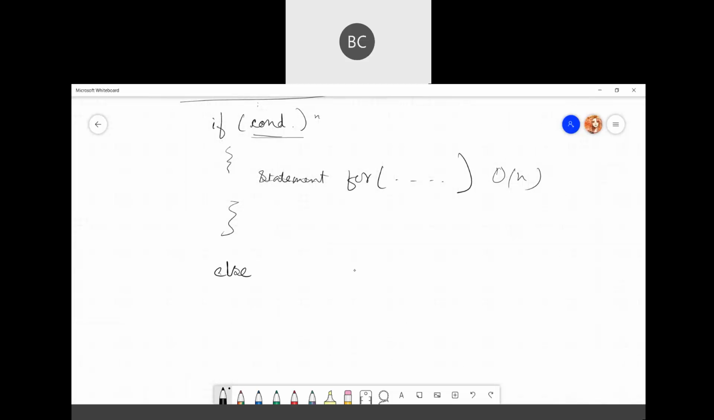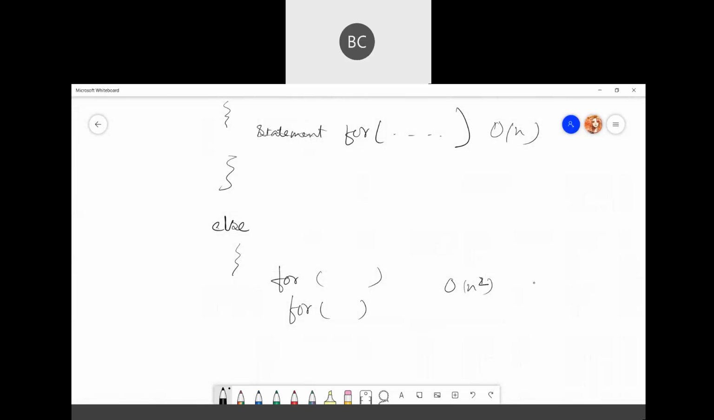In else also, for example, there can be any statement. Inside else, you can say there may be one for loop. If there's one for loop, the time will be O(n). If inside here there are two for loops, meaning nested loops, then the complexity will be n squared. So what will be the total time for the whole if else statement? You will simply add up these values. The complexity will be n plus n squared. So in the worst case, we will consider only n squared.